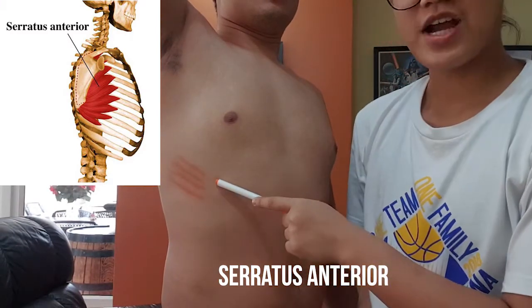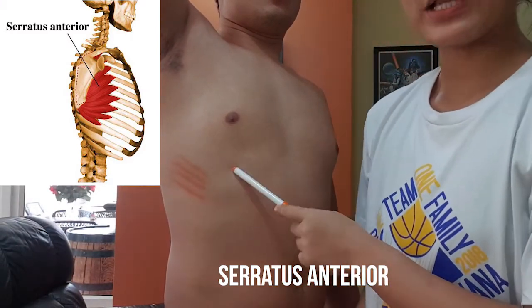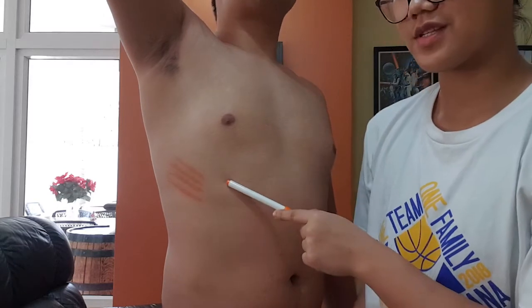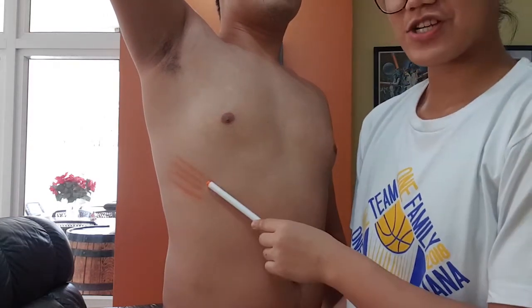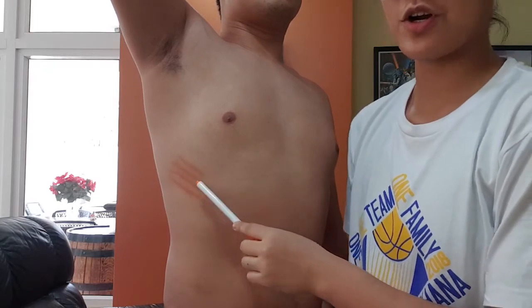This is the serratus anterior. It originates at the superolateral surfaces of the upper 8th and 9th ribs. Its insertion attaches to the medial border of the scapula.